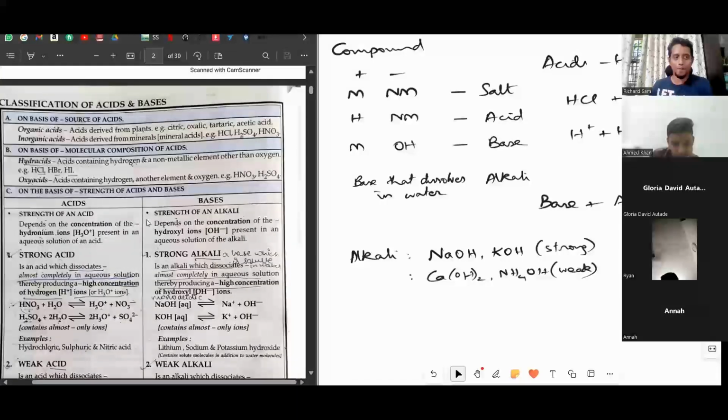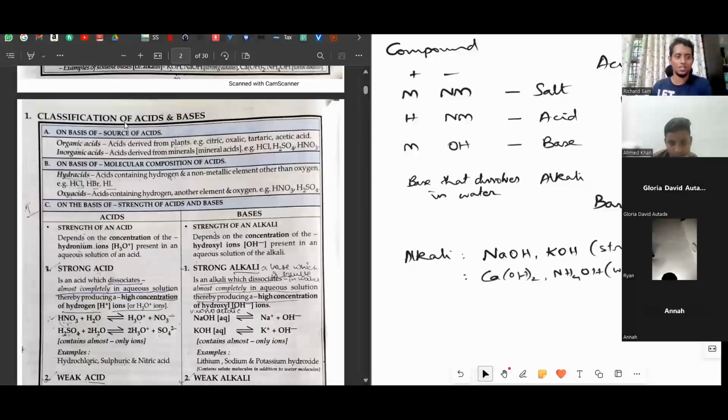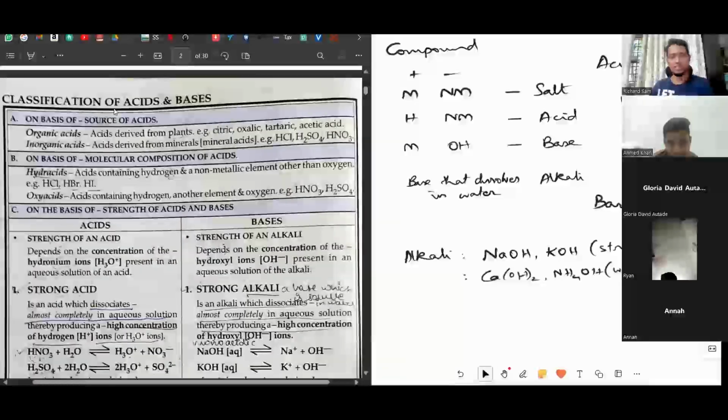Now, there are some not very important things in this chapter. That is classification. Classification of acids and bases. So you're classifying acids based on their source. So you have organic acids and inorganic acids. Organic acids are from living things. So what are the acids from living things? That's from plants like citric acid, oxalic, tartaric, and acetic acid. Have you heard of any of them?